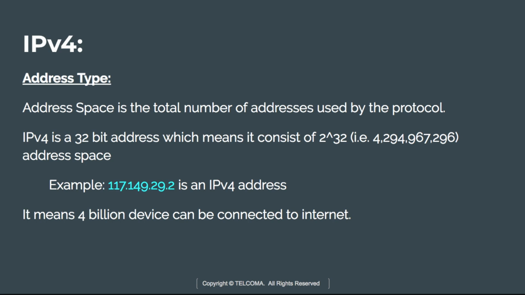But due to some imposed restrictions, like we have classified these IPv4 addresses into different classes like class A, class B, class C, class D and class E, and as they are classified, we have imposed some restrictions on these IP addresses. So the actual number available in the IPv4 address space is much less than 4 billion.